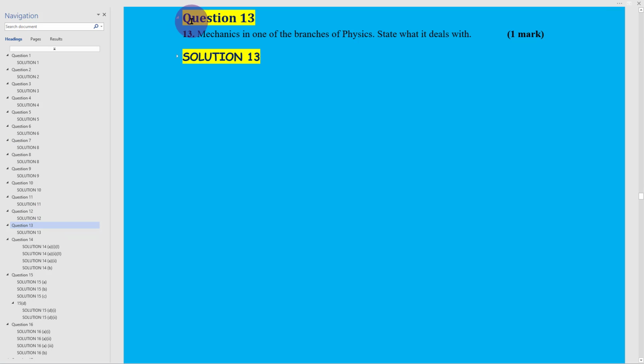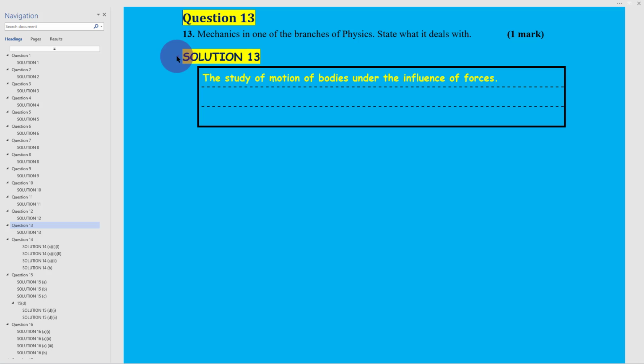In question 13, we are asked, mechanics is one of the branches of physics. State what it deals with. Of course, this is a very simple question. It's about branches of physics. And this branch of physics deals with the study of motion of bodies under the influence of forces. So don't forget to study the other branches of physics, because any one of them can be asked. At the same time, don't forget to study the relationship between physics and other subjects, because again, a question from 1 mark can be set in that area.